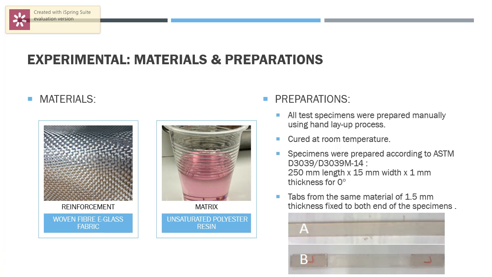The materials used in the experiment are E-glass fiber fabric, with unsaturated polyester resin as the binding material. The predetermined fiber weight ratio is 50-50. Preparation of all specimens was done manually using the hand layup technique and cured at room temperature. Specimens were prepared according to ASTM D3039 standards, 250 mm long, 15 mm wide, and 1 mm thick. Tabs of the same material with 1.5 mm thickness were fixed to the specimens to prevent gripping damage, as shown in figure B in the slide.